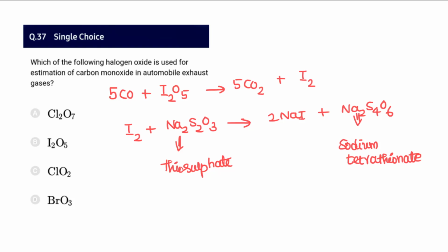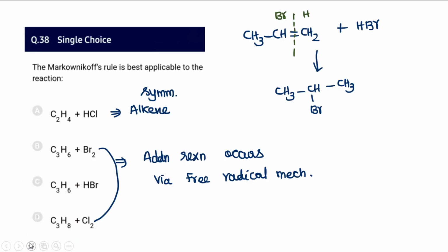Question number 37, which is a direct NCERT question. I2O5 was used for the estimation of CO that is released in automobile exhaust. The CO released in that automobile exhaust is converted into carbon dioxide, and that produces iodine, and that iodine is treated with thiosulfate Na2S2O3, and that produces sodium tetrathionate. So these are the chemical reactions. And 37 answer is, next is question number 38.